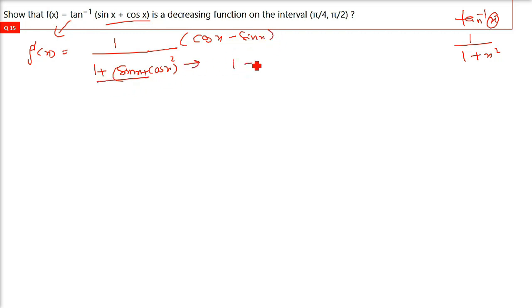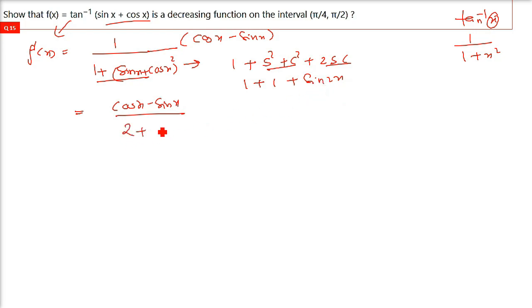I am taking the denominator now and I am squaring it. Once this is sin square plus cos square plus 2 sin x cos x. Sin square plus cos square is 1. So 1 plus 2 sin x cos x. 2 sin x cos x can be taken as sin 2x. So it will be 1 plus 1, that is 2 plus sin 2x. So what we got? Cos x minus sin x divided by 2 plus sin 2x. Okay.